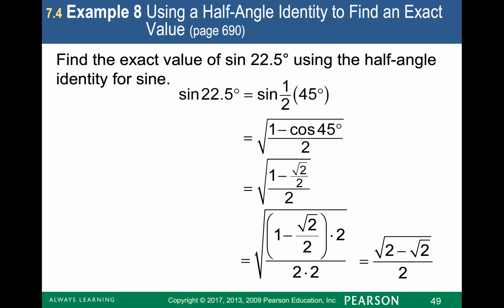Now, the half angle identities are often going to have a radical inside of a radical. That is okay. I know you don't see it happen much outside of this, but it's absolutely okay.